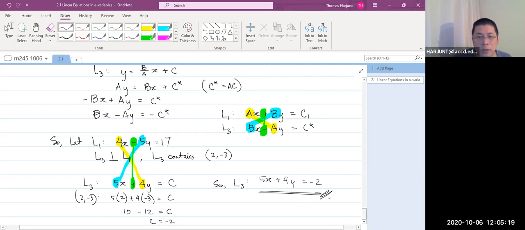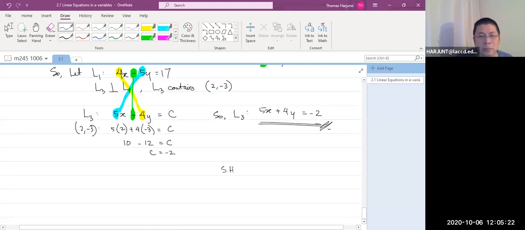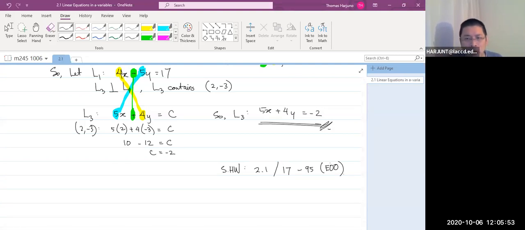Suggested homework from here. From this section 2.1, I would like you to do number 17 to number 95. Do every other odd. Don't do all odd, don't waste your time. Every other odd is good enough. Even though this will not be in your test one, finding the equation of a line and finding the slope of a line will be in your test one. So maybe you want to do some from here. That's for 2.1. Let's go on to 2.2.